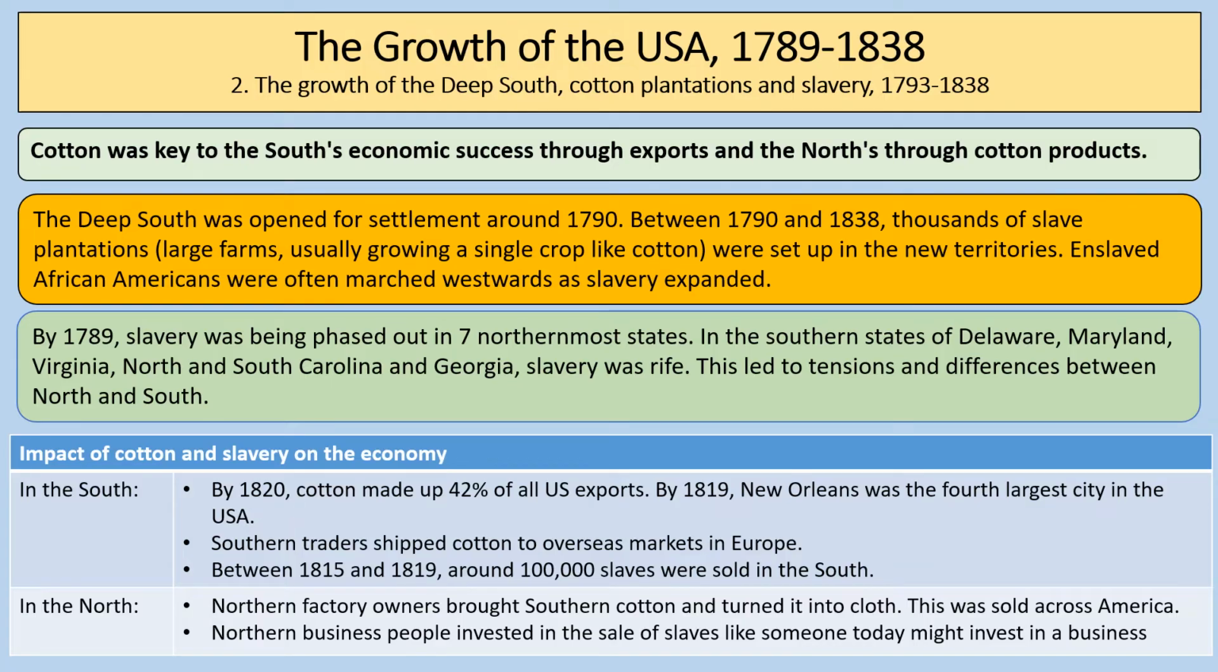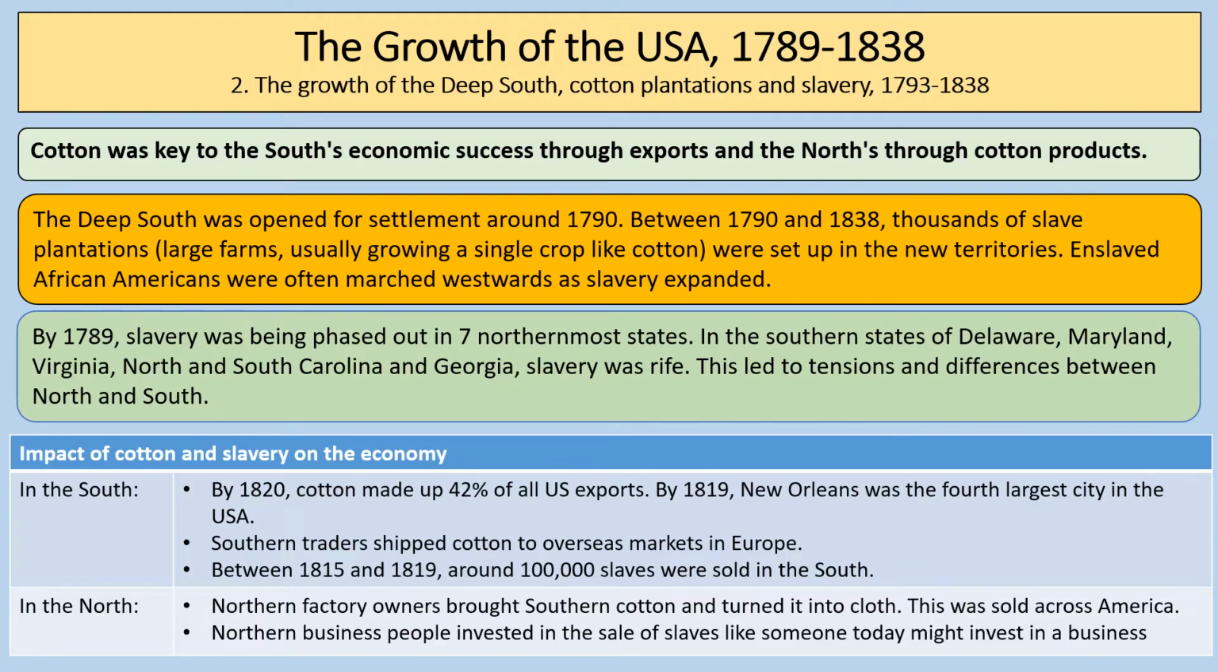So the Deep South was open for settlement around 1790. Between 1790 and 1838, there were thousands of slave plantations set up. Now, a plantation is a large farm that usually grew a single crop, and there were lots of cotton plantations in these new territories. Enslaved African American people were often marched westwards as slavery expanded. Now, by 1789, slavery was being phased out in the 7 northernmost states, but in the southern states of Delaware, Maryland, Virginia, North and South Carolina and Georgia, slavery was rife. So this led to quite a lot of tension and differences between the North and South, particularly over the issue of slavery.